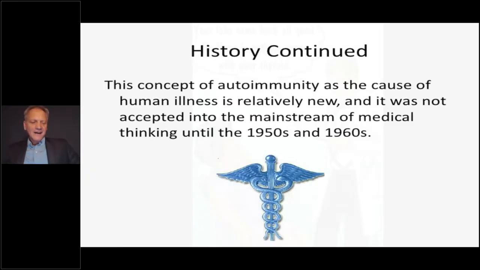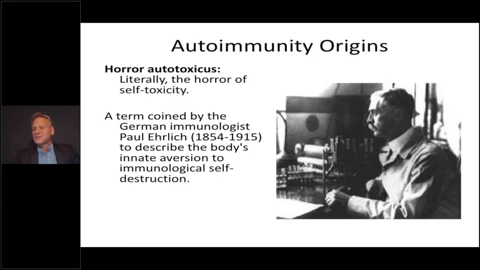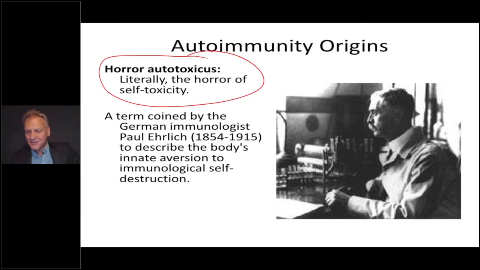Okay, I thought this was an interesting concept here. This is back before the 50s. Didn't really have any idea that autoimmune even existed. The concept of autoimmune as the cause of human illness is relatively new. In fact, Paul Ehrlich, the great German immunologist, said that if there's a way that the immune system would actually attack the body, they should call it literally horror autotoxicus.